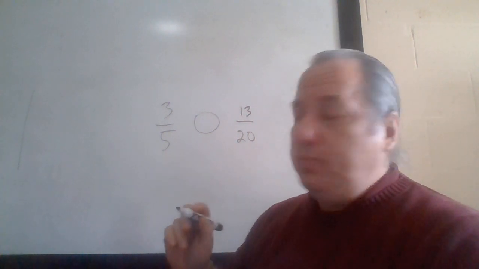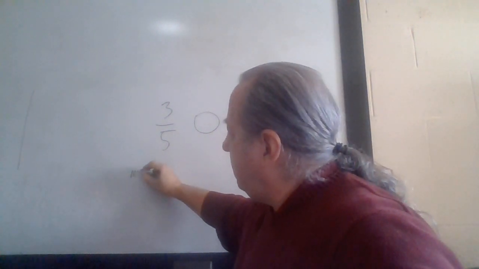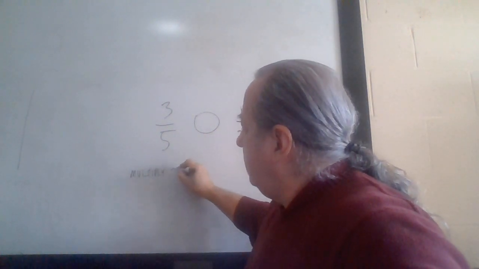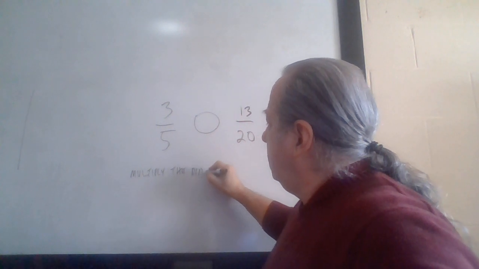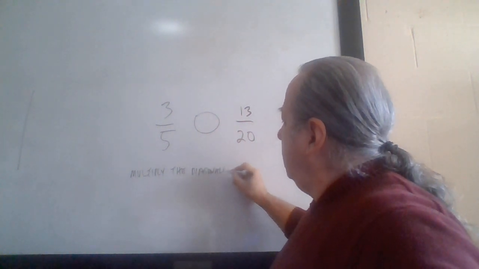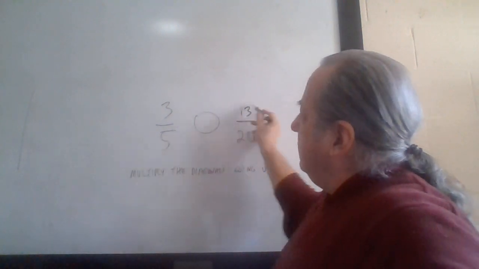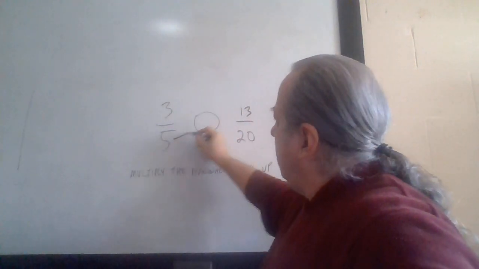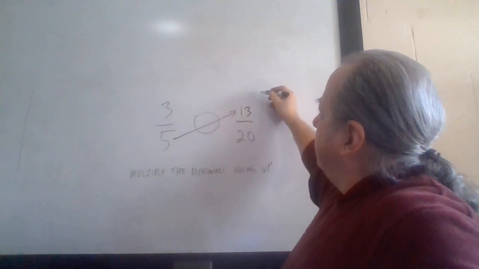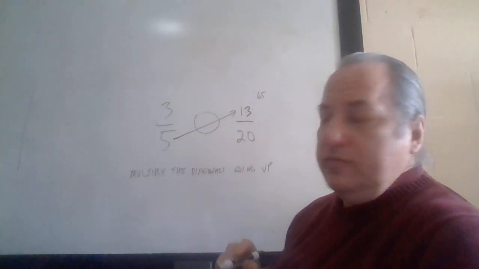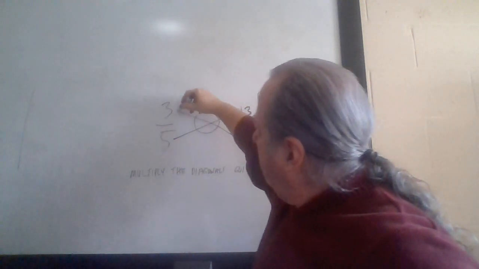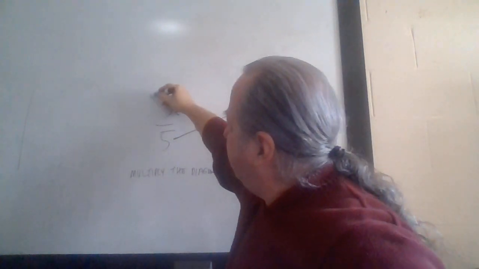I have to multiply up. So I multiply the diagonals going up. What do I mean by that? Diagonal, diagonal, diagonal, and I go up. So 5 times 13 is 65. I multiply this diagonal up. 20 times 3 is 60.